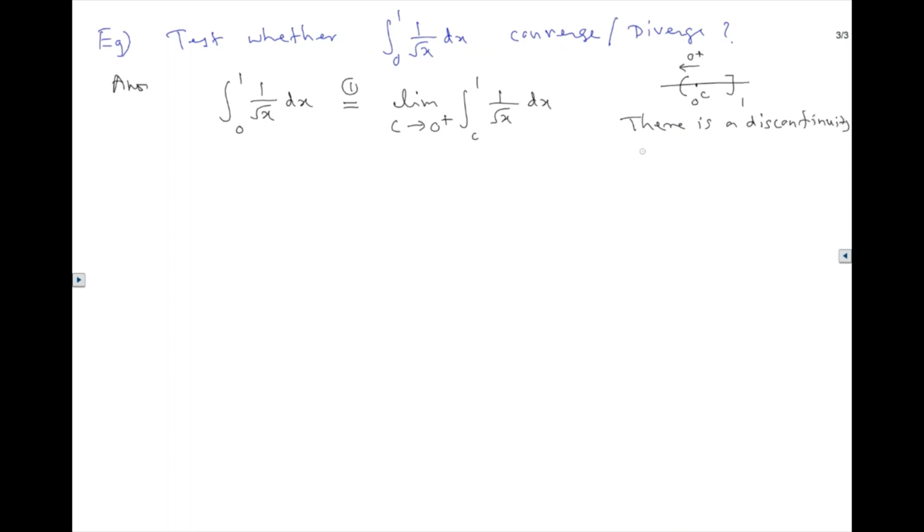There is a discontinuity at x equal 0. That's why we're going to do it at the lower limit. So we always do that at the place where there's a discontinuity. Okay. So then what's going to happen? We can finish it.